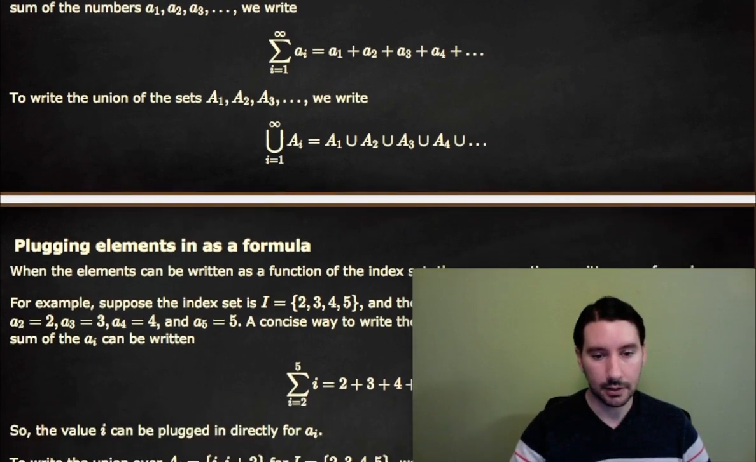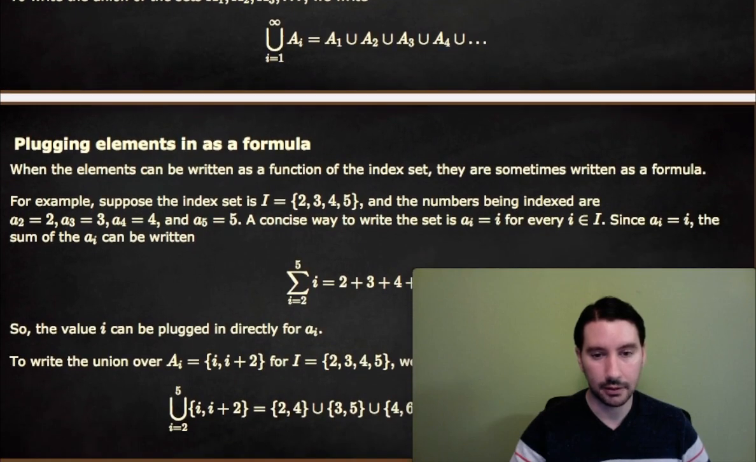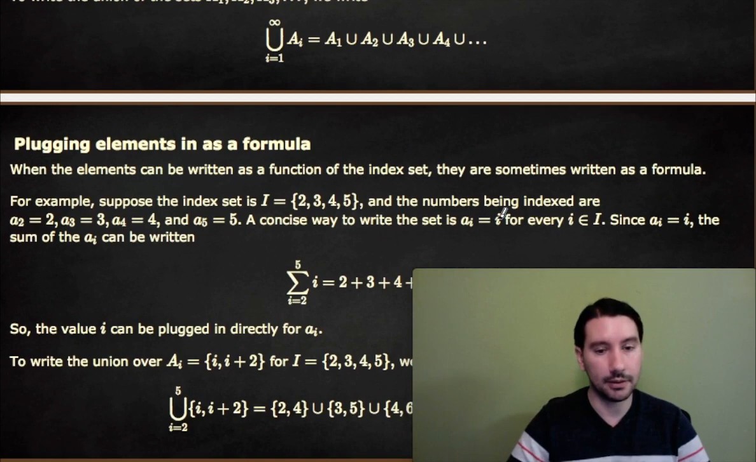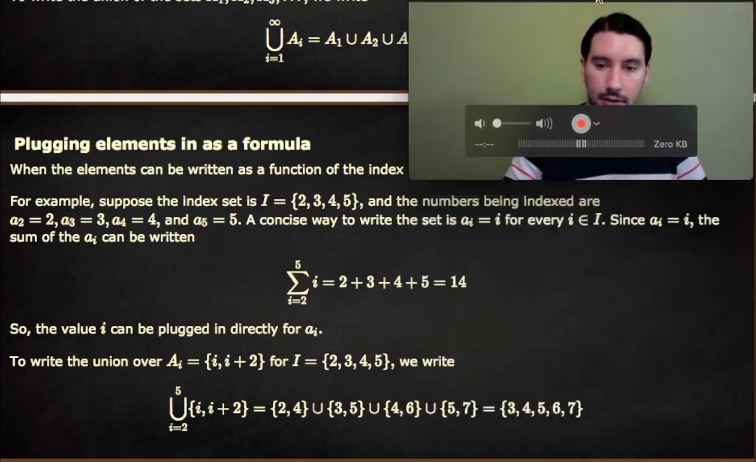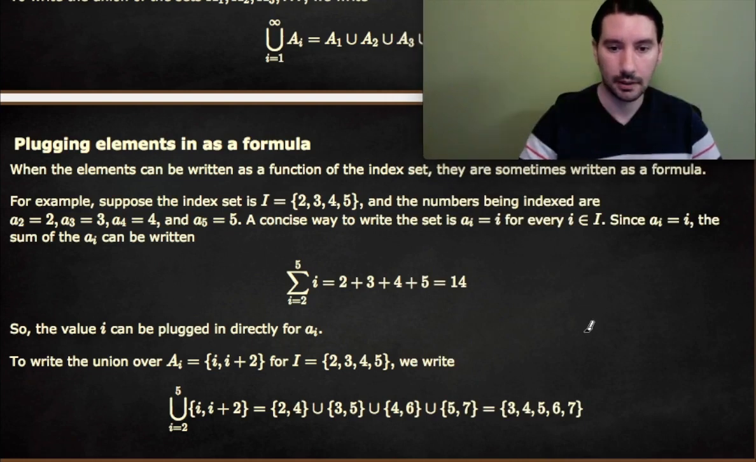The other thing that I want to show in this lesson is that sometimes, when the elements in the sequence can be written in terms of the indices, we can just write the indices in the operation. I don't think I said that very clearly, but let's look at the examples. Let I be the index set 2, 3, 4, 5. A2 is 2, A3 is 3, A4 is 4, and A5 is 5. In other words, A_i equals i for all i, so they are just equal to their index. Then instead of writing the sum from i equals 2 to 5 of A_i, if we wanted to write the sum of the numbers, we could write the sum from i equals 2 to 5 of i. So you just plug i in.